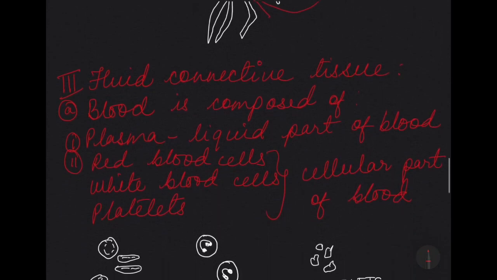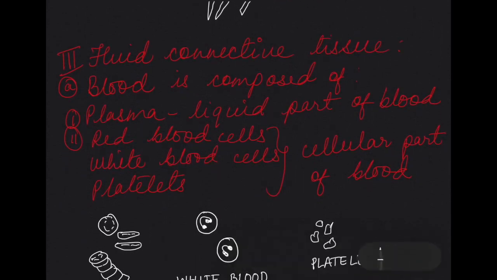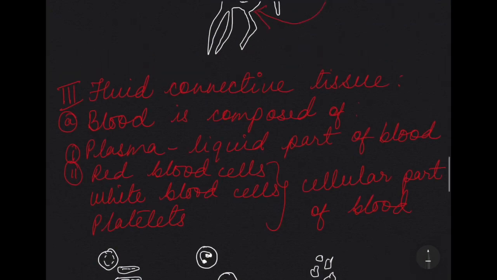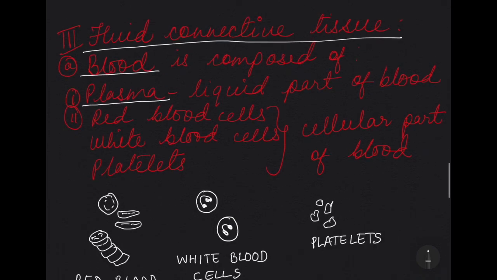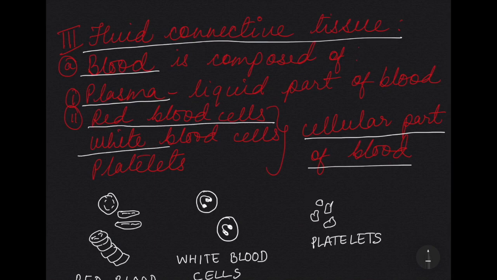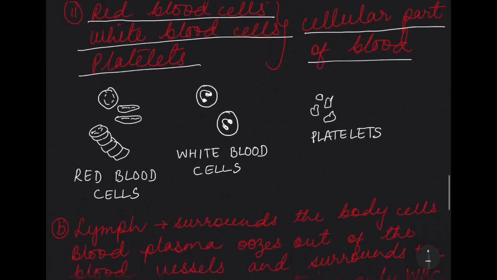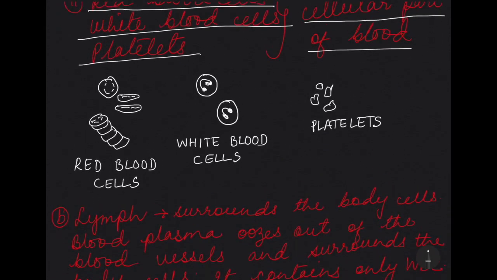Now next we come to fluid connective tissue. When we talk about fluid connective tissue, we are talking about blood and lymph. Now blood is composed of the liquid part, which is known as plasma, and the cellular part, the cells that are found floating in the liquid part of blood. We have red blood cells, white blood cells and platelets. This is the structure of red blood cells. These are white blood cells and these are blood platelets.